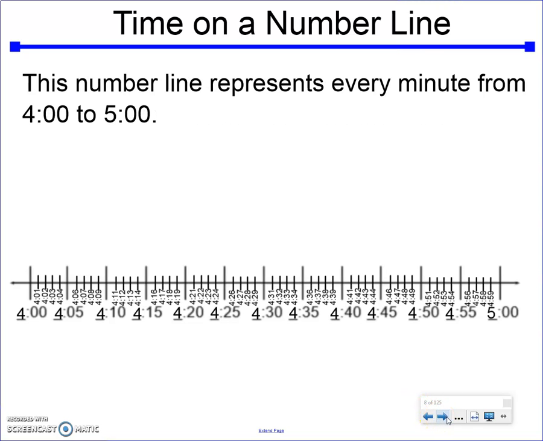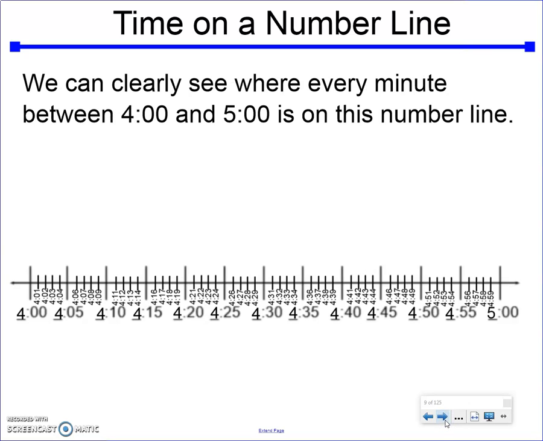This number line represents every minute from 4 o'clock to 5 o'clock. We can clearly see where every minute between 4 o'clock and 5 o'clock is on this number line. You'll note that the space between every single tick mark on this number line is the same. That's something that is always true with number lines. The space between each tick mark is the same.